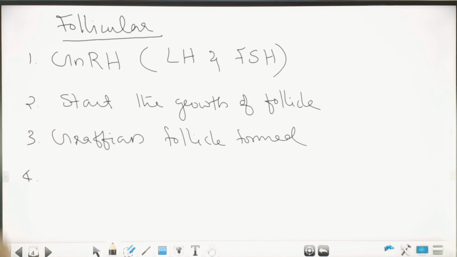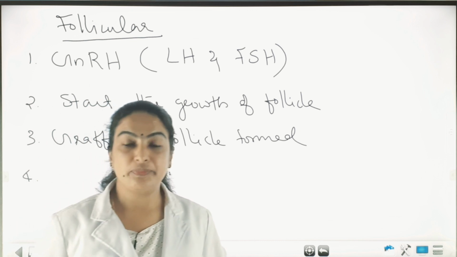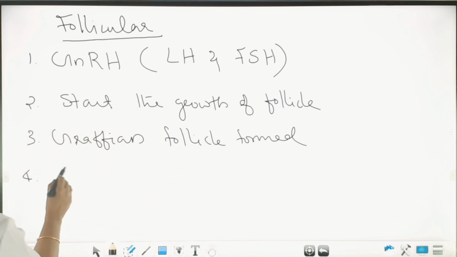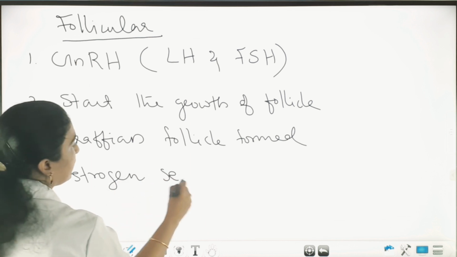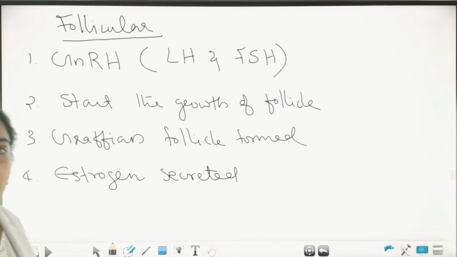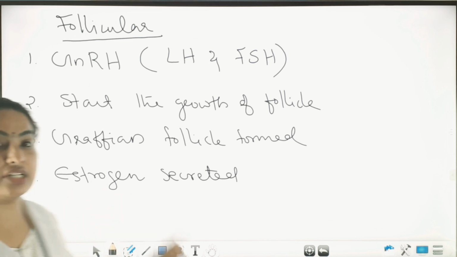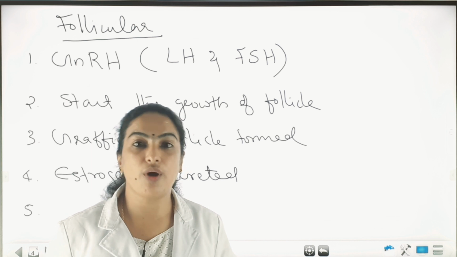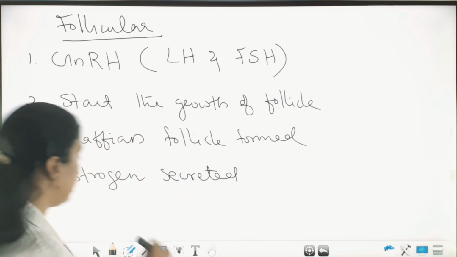Okay. And the next step is the follicular cells of this Graafian follicle secrete estrogen. Estrogen is secreted by the follicular cells of this Graafian follicle, and this estrogen promotes the growth or proliferation of endometrium in the uterus.